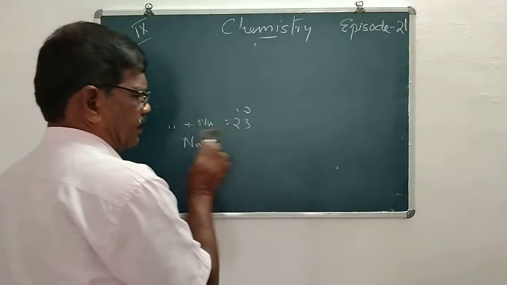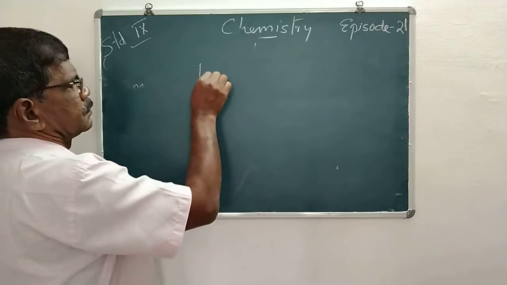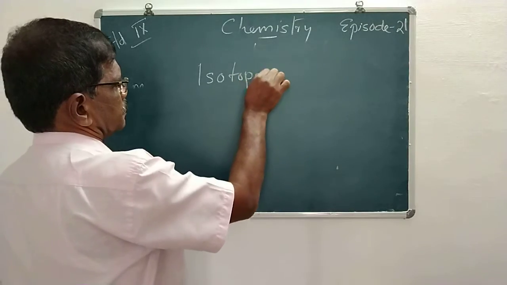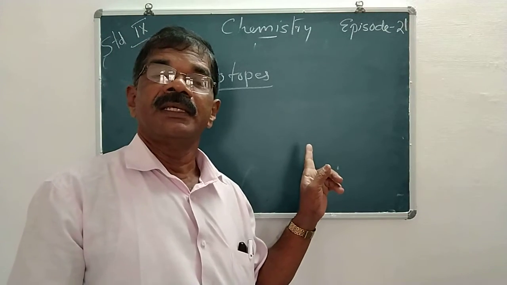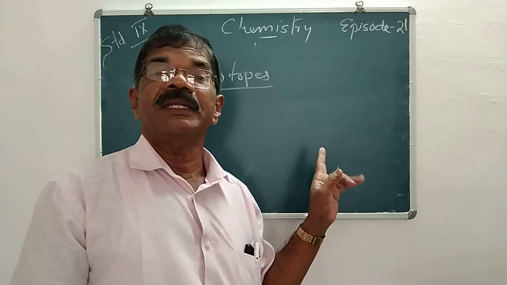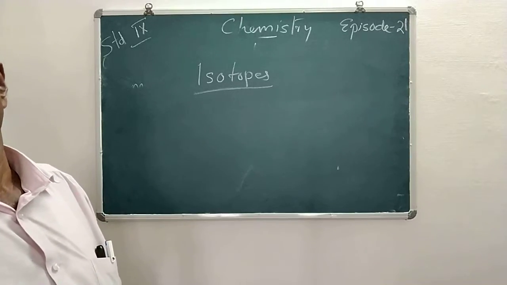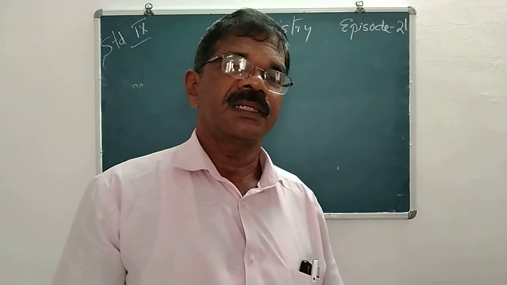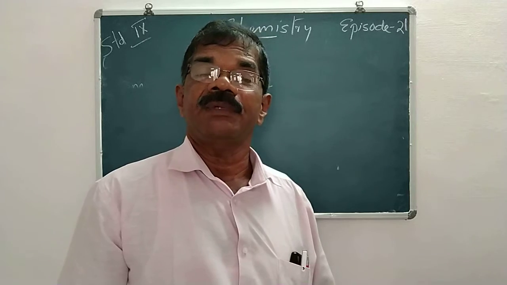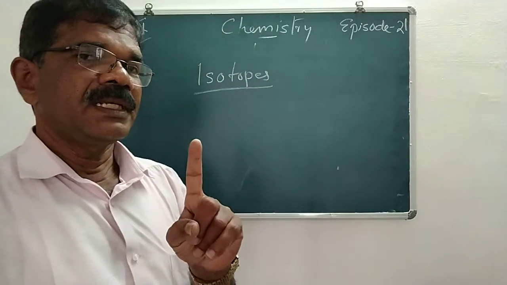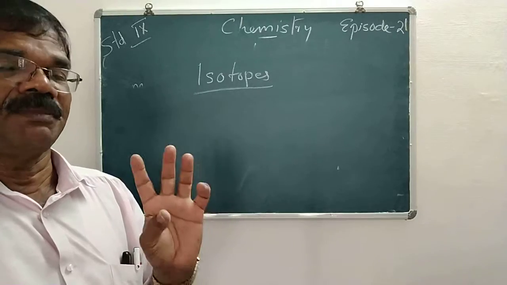Today, we are going to discuss two new terms, namely isotopes. Elements having the same atomic number but different mass numbers are called isotopes. That means some elements exist in nature, in the universe, in more than one form. They are the same element because they contain the same number of protons. It is the number of protons that is the deciding factor for which element it becomes.